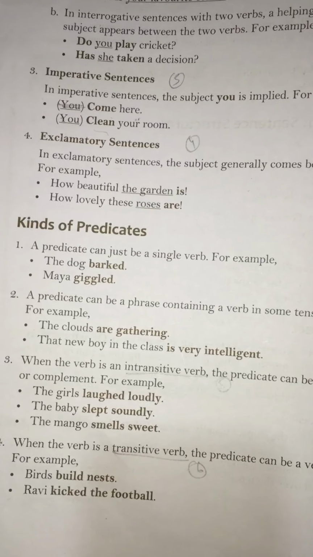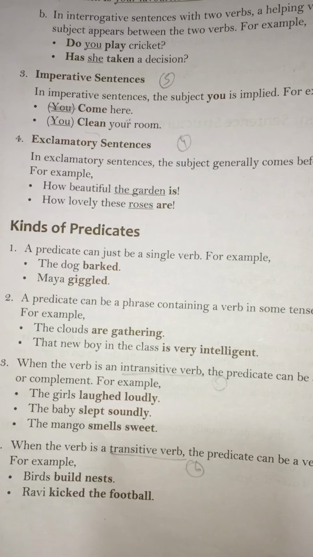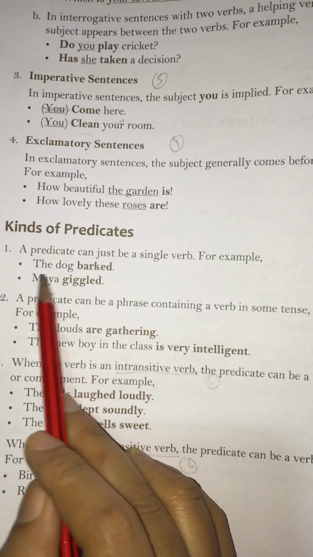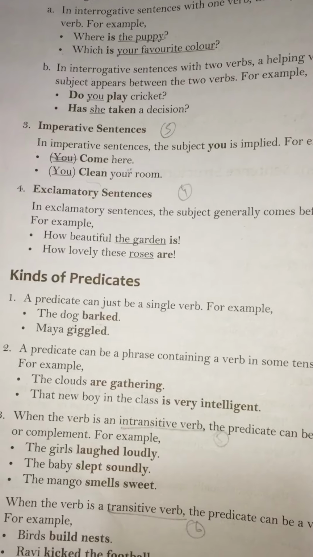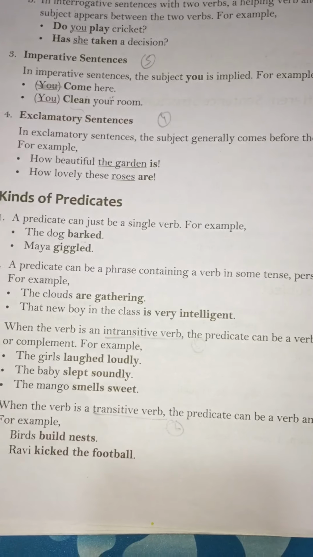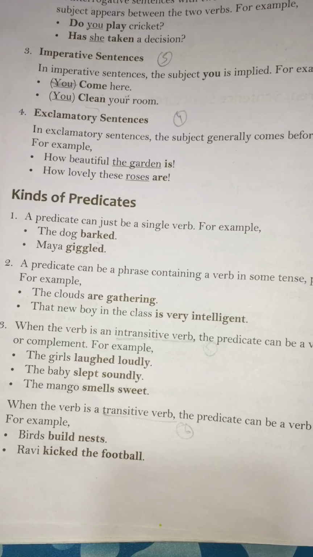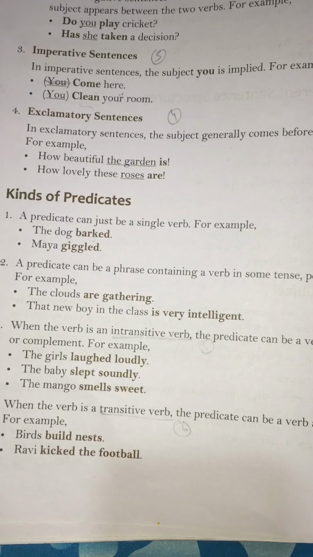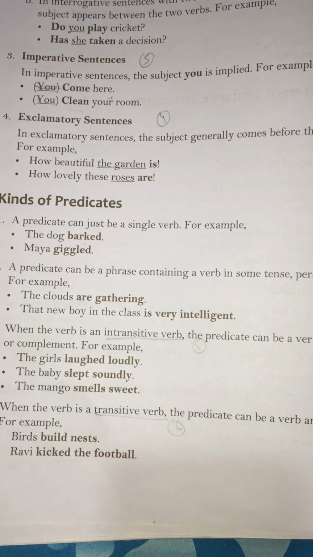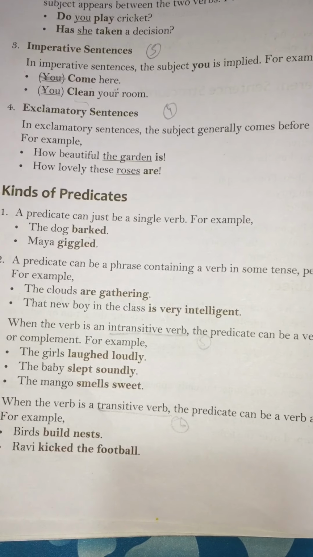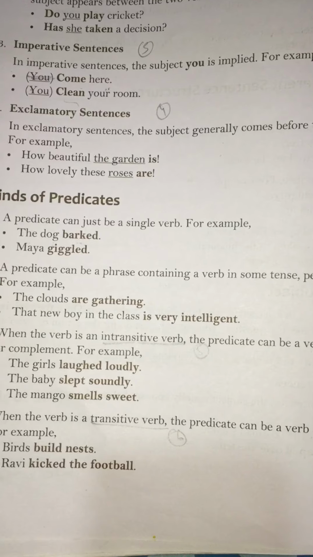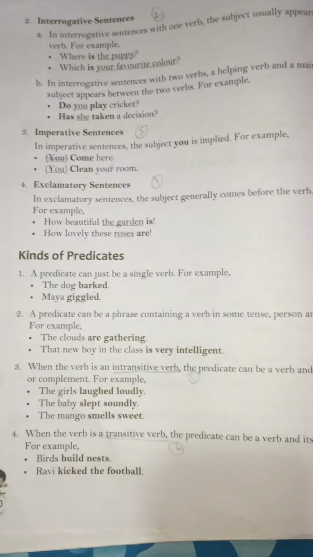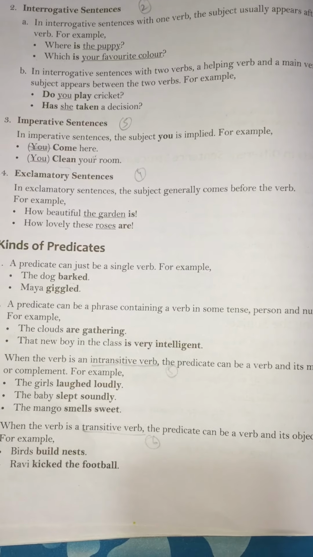A predicate can just be a single verb. For example, the dog barked. The dog is the subject and barked is the predicate. A predicate can be a phrase containing a verb in some tense, person and number. For example, the new boy in the class is very intelligent. Now next, when the verb is an intransitive verb, the predicate can be a verb and its modifier or complement.